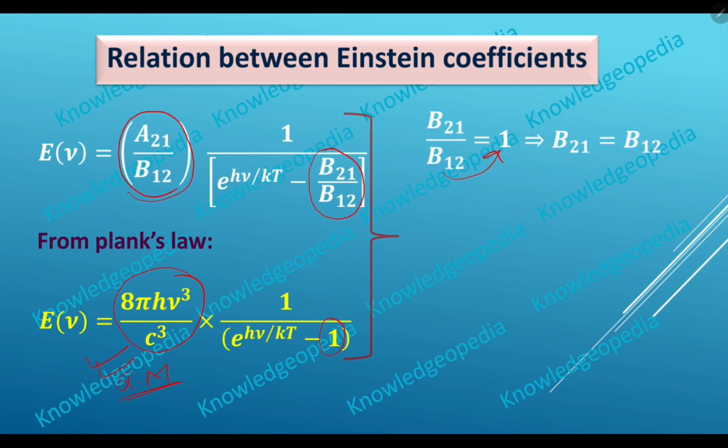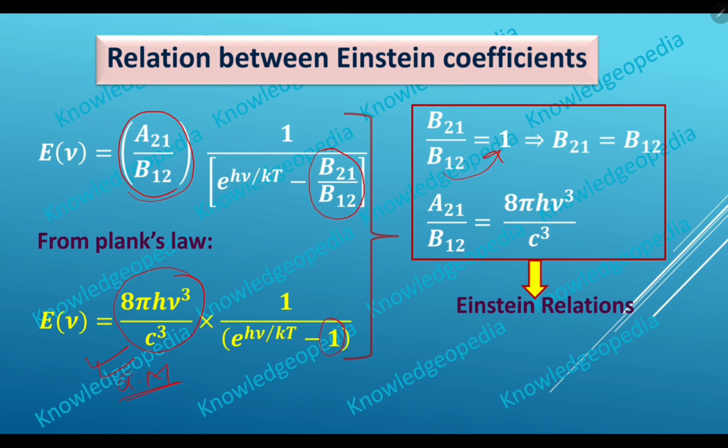And the other thing I can write is A21 by B12, that should be equal to this value, that is 8 pi h nu cubed by c cubed. These two are known as Einstein relations because we have three Einstein coefficients: one is A21, one is B12 and the third one is B21. So these two relations relate the three Einstein coefficients and hence they are known as Einstein relations.